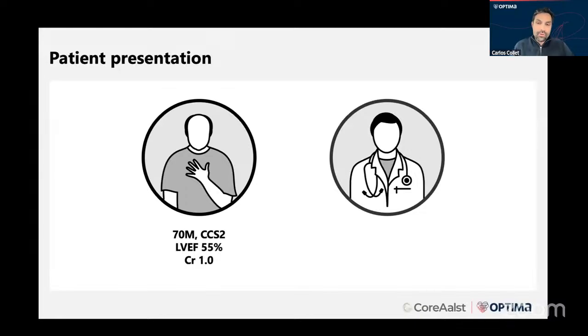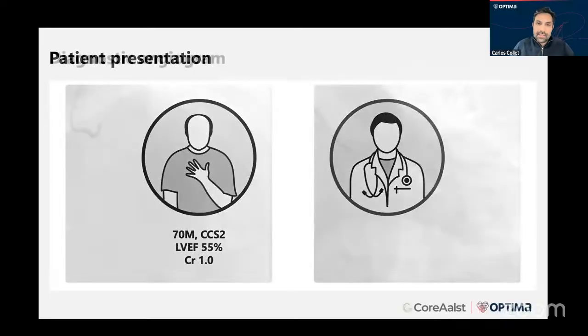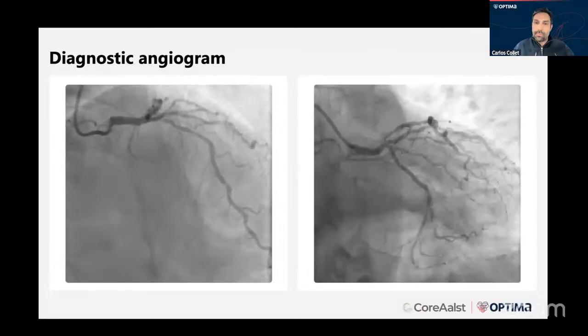And what I'm going to do now is basically, this is a typical case in our lab. A 70-year-old male, in this case CCS class 2, under medical therapy, normal renal and ventricular function. And it comes to the lab, let's say the classical routine, the patient lies on the table, you do a couple of shots, and this is what you get.